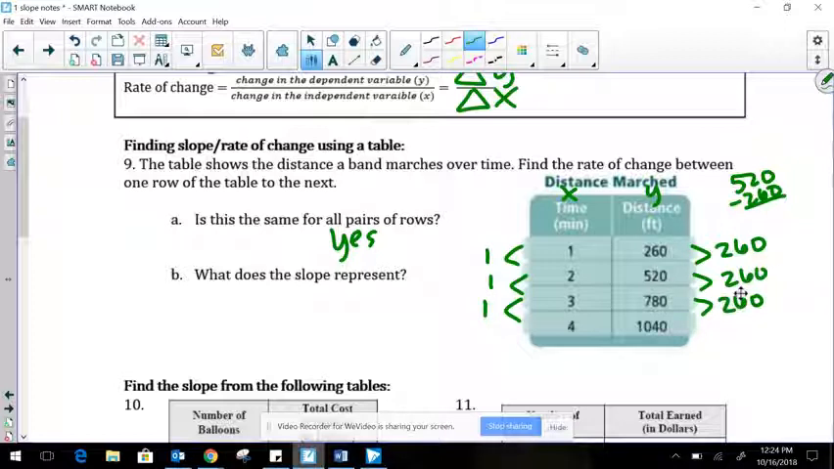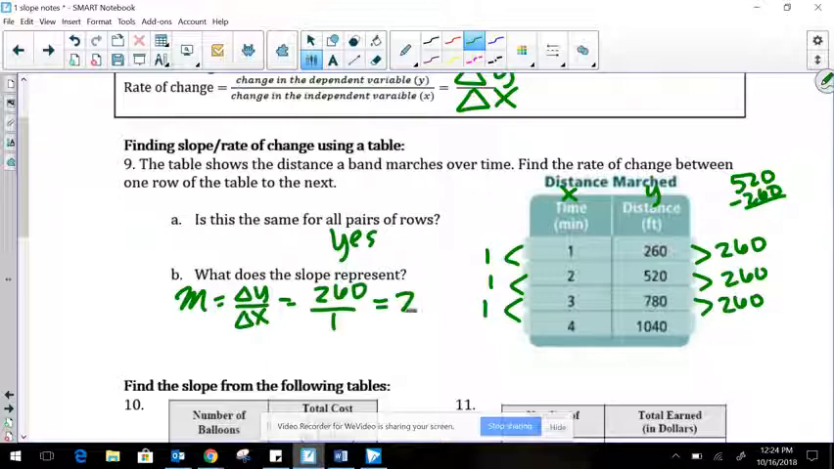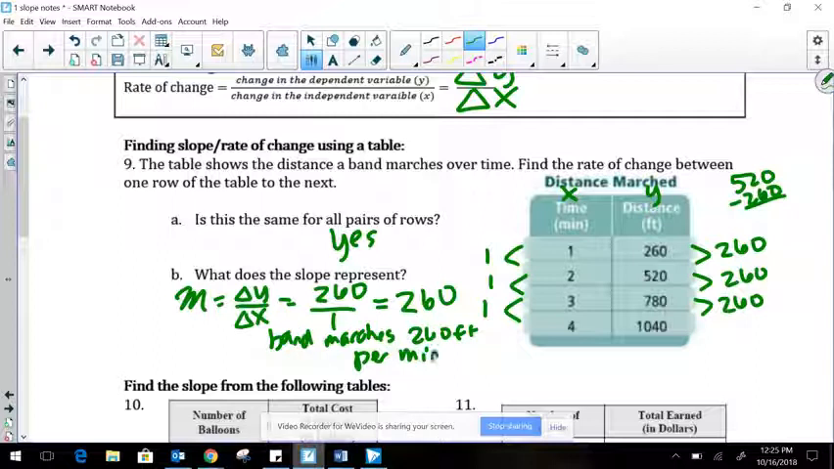So let's find our slope. Okay, so my change in y, that's 260 over my change in x. That's 1. You can leave it like this, or you can just write it 260. Your choice. Then it says, what does it represent? So this 260, that goes with distance. 1 goes with time. So the band marches 260 feet per minute. So that's that representation statement. We did that in the last test as well, explaining what these problems are talking about.